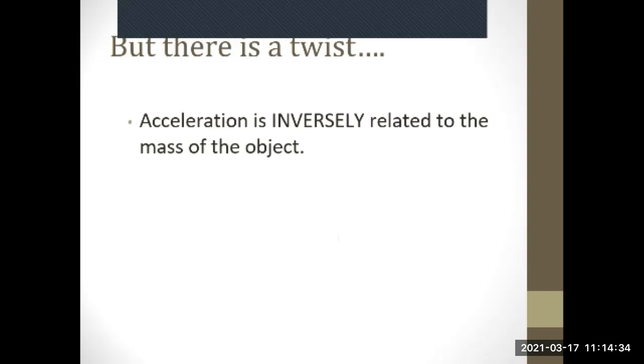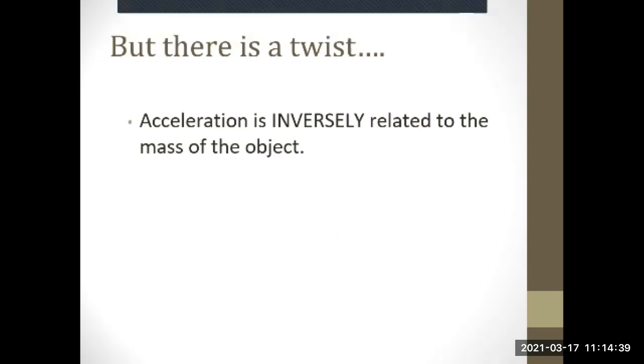Now see, but there is a twist. Acceleration is inversely related to the mass of the object. Now see, F equals ma, and when we take F upon m equals a, it means acceleration is inversely proportional to mass. Now if it is inversely proportional to mass, what we can conclude is that when mass is small, acceleration will be high, and when mass is high, acceleration will be small.